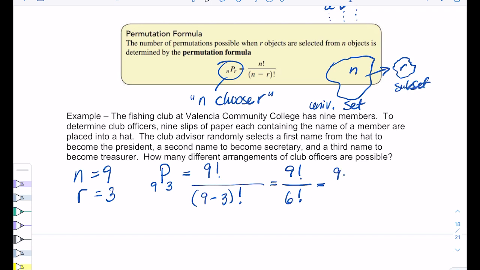To simplify this, I'm going to start writing out 9 factorial, but I'm going to stop at 6 for a second, and I'm going to put a factorial there. Because remember, 6 factorial just implies 6 times 5 times 4 times 3 times 2 times 1. So this part right here represents the rest of 9 factorial. The reason I'm doing that is because now I can cancel the 6 factorials out. So all I have to multiply now is 9 times 8 times 7. When you do that, you get 504. So there's 504 different ways that the club officers can be picked.